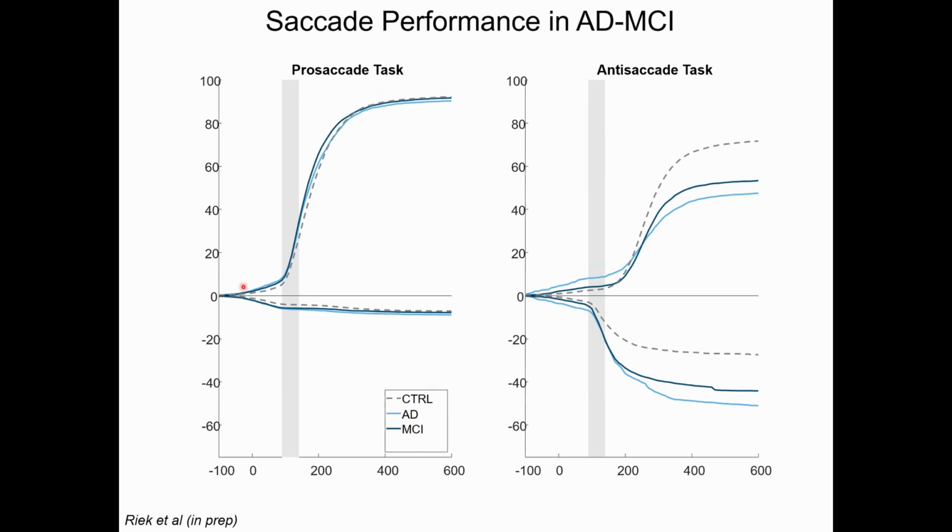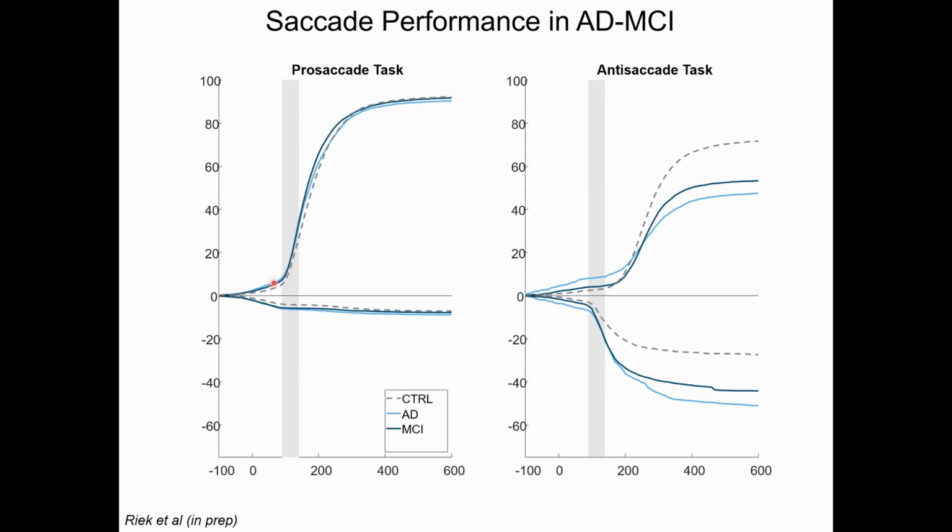We can see in the pro-saccade task not much difference in the behavior compared to the controls. In the anti-saccade task, we see impairments and they appear to be graded. So the dark blue is the MCI condition, the prodromal condition to Alzheimer's disease, which is in lighter blue. And we can see the Alzheimer's patients make more errors in the anti-saccade task, fewer correct responses, more guesses. So their performance is deteriorating from MCI to Alzheimer's on the anti-saccade task, but not much different on the pro-saccade task.